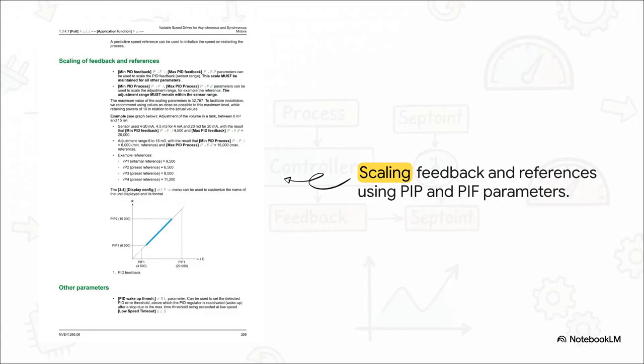And this graph brilliantly illustrates why those scaling parameters are so incredibly vital. What we're looking at is an analog 4 to 20 milliamp sensor being mapped to an actual physical volume of 6 to 15 cubic meters. The PIF parameters on the bottom axis represent the raw electrical feedback coming straight from your sensor. The PIP parameters on the vertical axis represent your actual real-world process range. If you map these correctly, your internal references and presets are going to align flawlessly with the real-world physics of your tank, your pipe, or your ventilation duct.